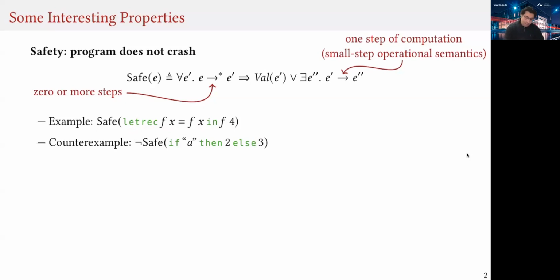And well, it is nonetheless safe, right? Because if we run it for a number of steps, we never reach a value, but we can still continue executing the program. But this program is not safe. This is not a value, and we also don't know how to continue executing this program, right? Here in the condition we expect a Boolean, but we have a string.